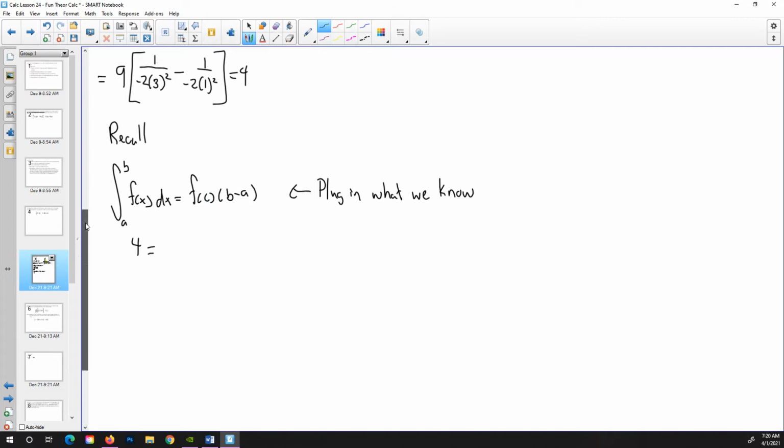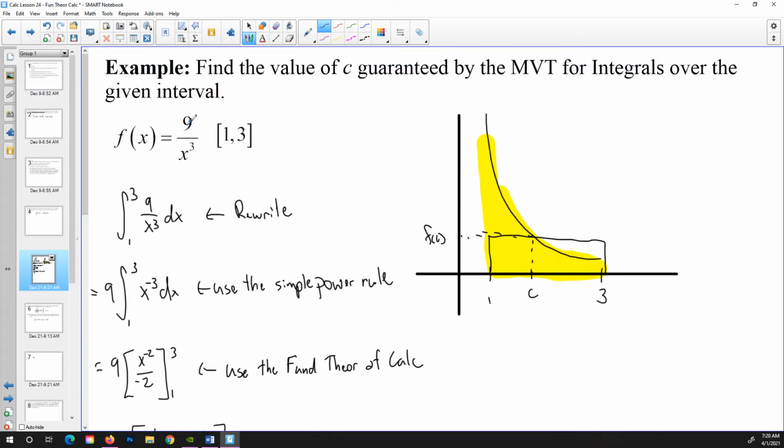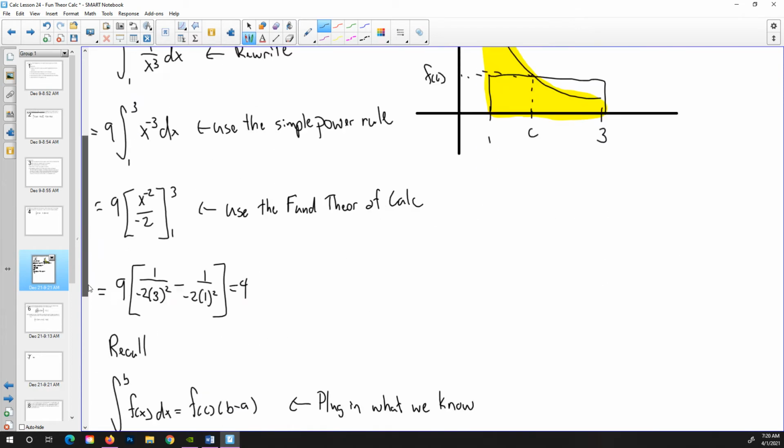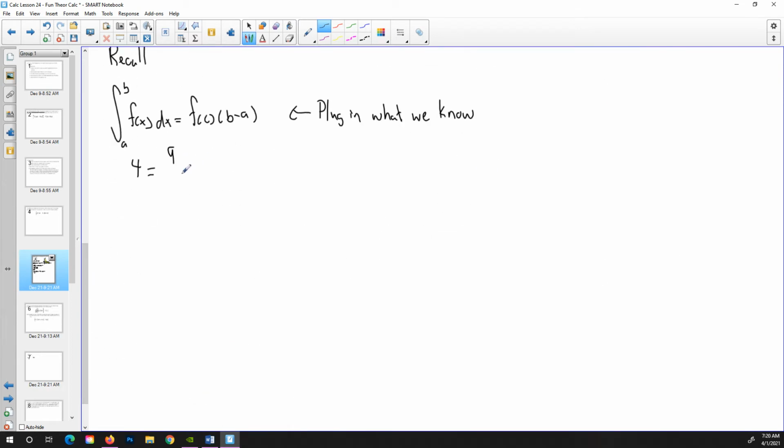Now the f function was defined all the way back up here as 9 over x to the third. So we're going to make it 9 over c to the third. Now b and a were 3 and 1 respectively. So here we're going to simplify. And we'll have 4 equals 9 over c to the third times 2. And then we'll divide. So we'll have 2 equals 9 over c to the third.